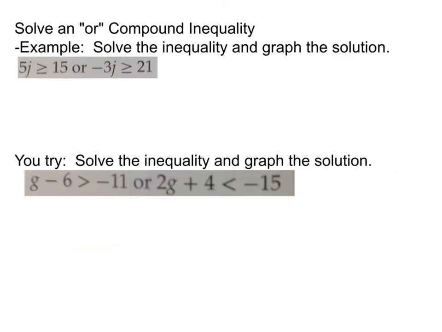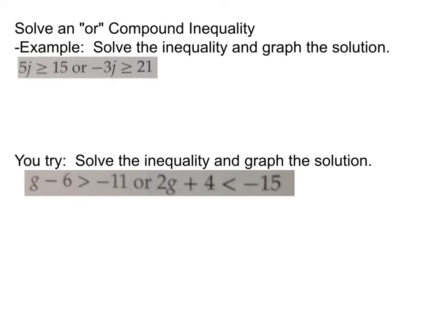So this is an or compound inequality, where we have 5j is greater than 15, or negative 3j is greater than or equal to 21. When we solve these, we're going to see that it includes all numbers except for a certain area. So let's go ahead and solve both of these so we can see what the solution looks like and how we would graph that.